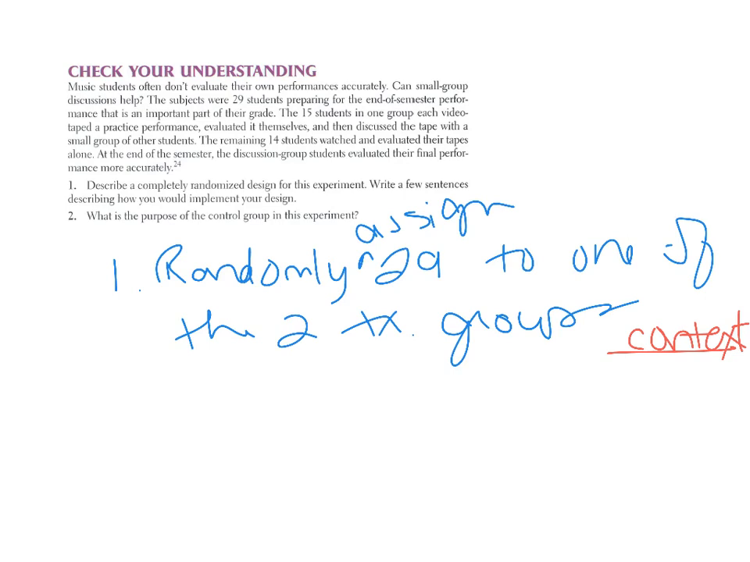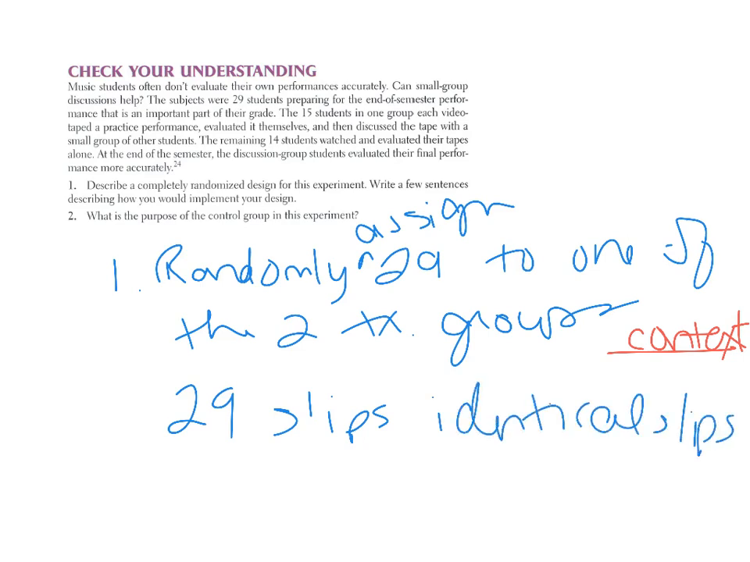Okay, so one suggestion would be that you could use your hat method, 29 slips of identical paper. Right, and you could put the 29 students on there, and then the first 15 that you pull are going to do it in small groups, and 14 of them do it alone. Or you could write small group on 15 slips of paper and alone on 14 of them and pass those out. It doesn't matter. You just need to remember that you've got your 29 slips of identical paper.